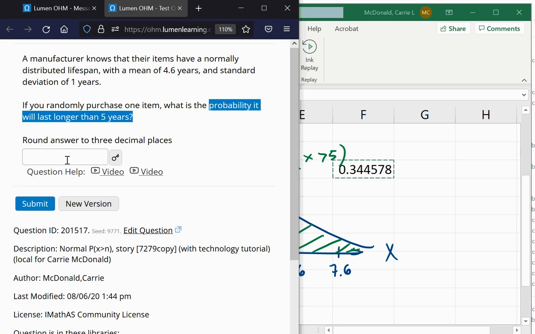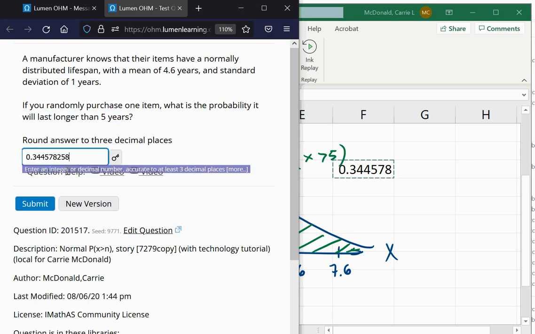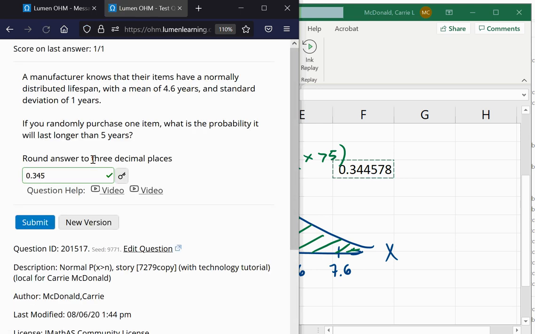So we'll go over and put that into 3 decimal places. Let's see. The 5 to the right of the 3rd decimal place tells us to round up. There we go.